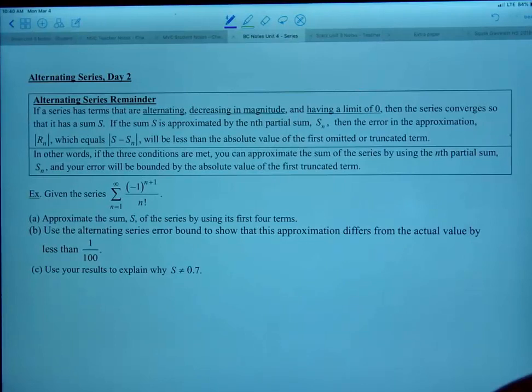And the other one is what? A sub n plus 1 is less than or equal to a sub n. A sub n plus 1 is less than a sub n. In other words, the terms are getting smaller. So the limit has to be 0. Easy way to remember: limit has to be 0.